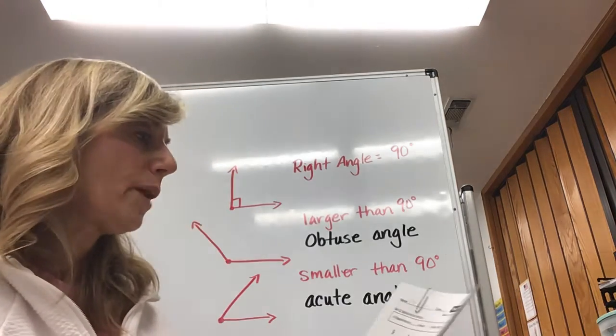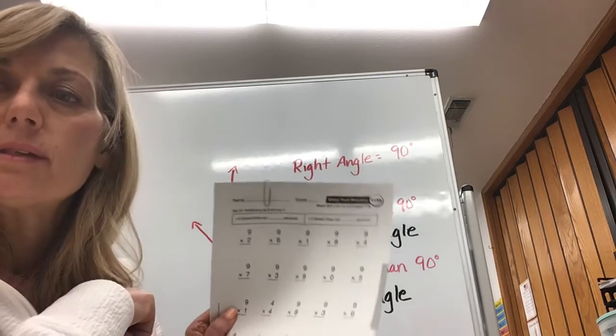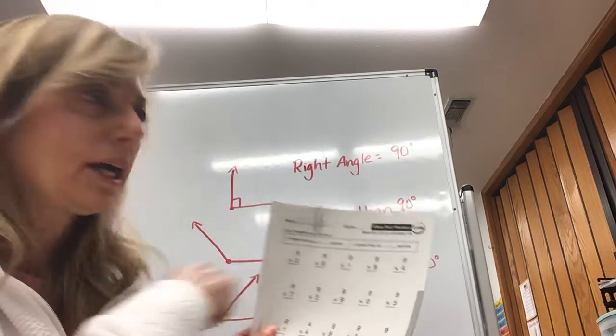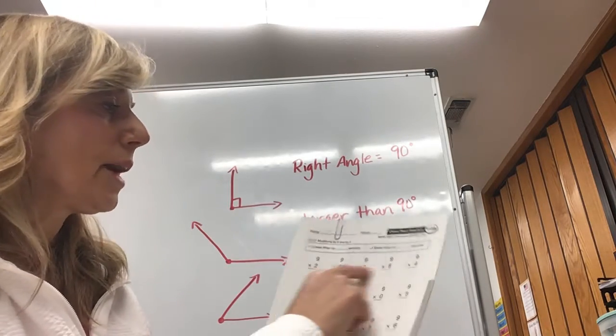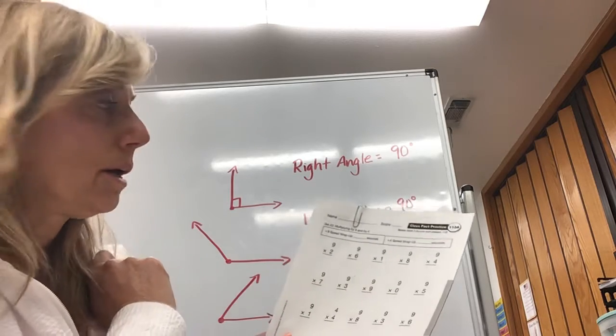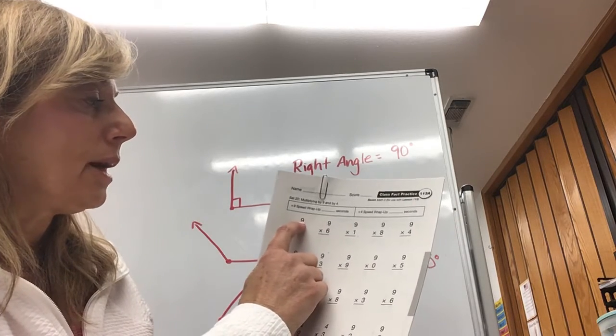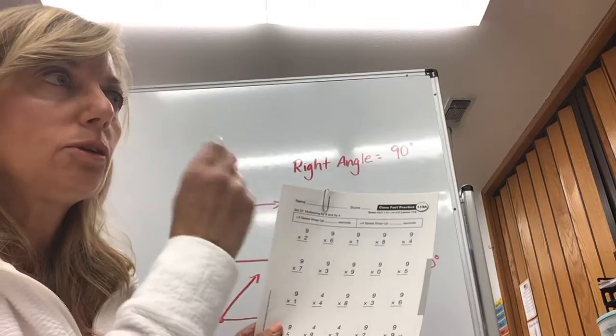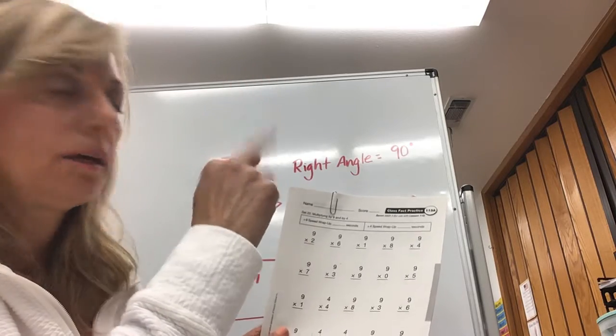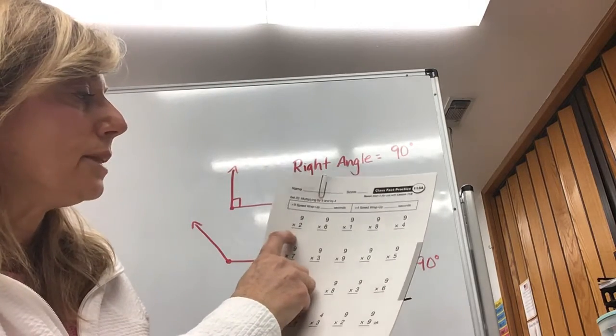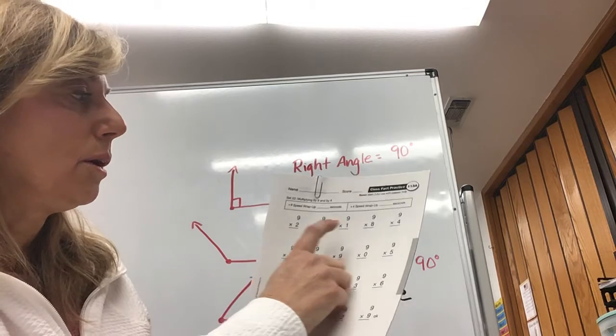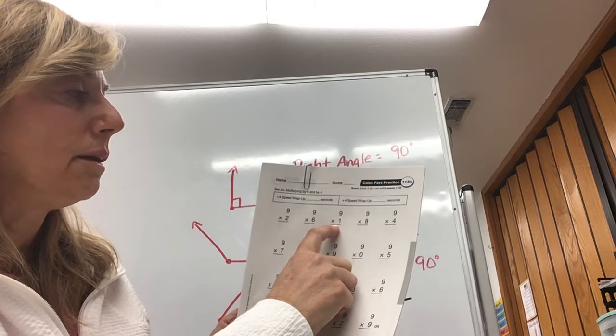Just wanted to let you know that you need to get out lesson 113 out of your Monday packet. And in here you're counting by nines. So remember that 9 times 2 is 2 nines, 9 plus 9. So 2 times 9 is 18. 1 times 9 is 9.